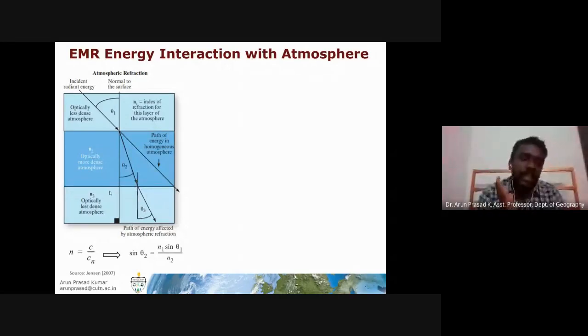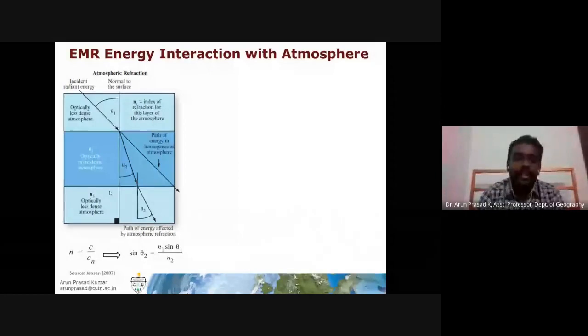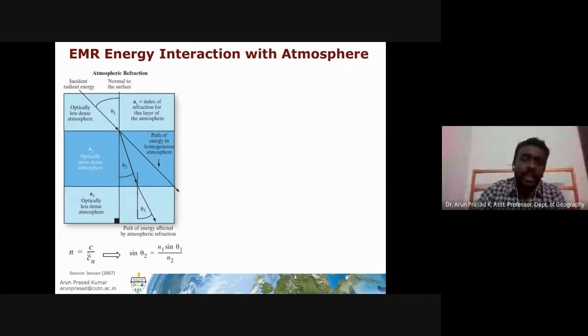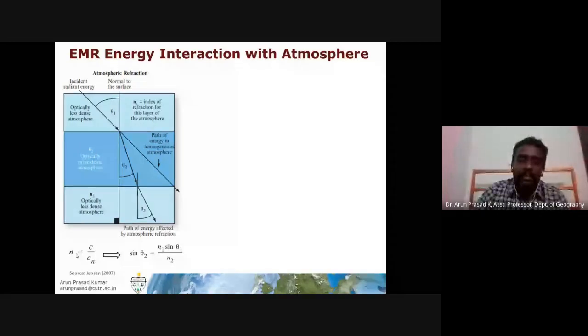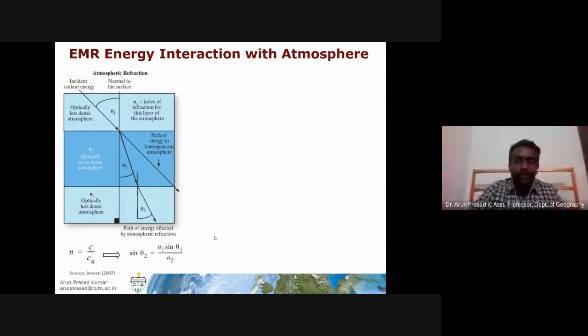We have to understand that the rays deflect towards or away from the normal based on the optical density of the atmosphere at different layers. We can calculate this using the index of refraction. The index of refraction for a particular material is c by cn, where c is the velocity of light in a vacuum and cn is the velocity of light through this material. Using this relationship we can determine the angle at which the energy would be deflected, using the formula n1 sin theta 1 by n2. So this is the first interaction, refraction, because the light passes from the vacuum into the upper atmosphere.